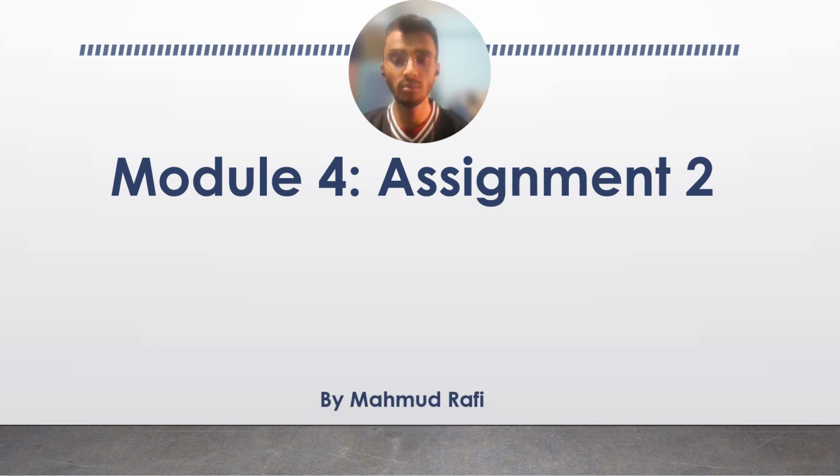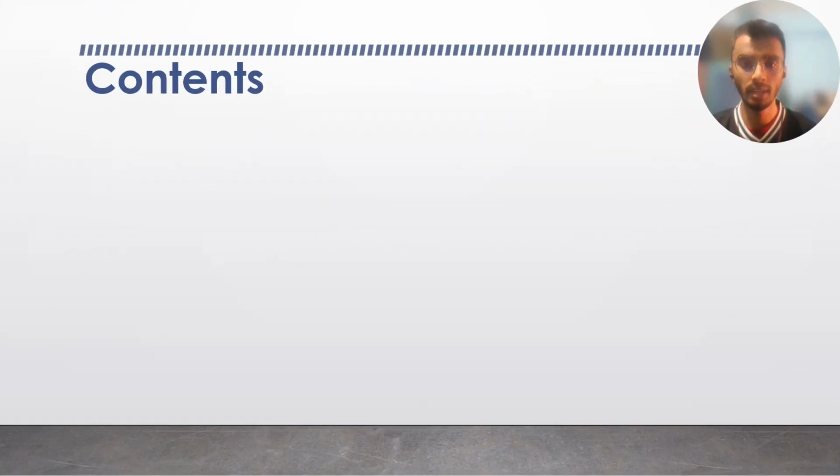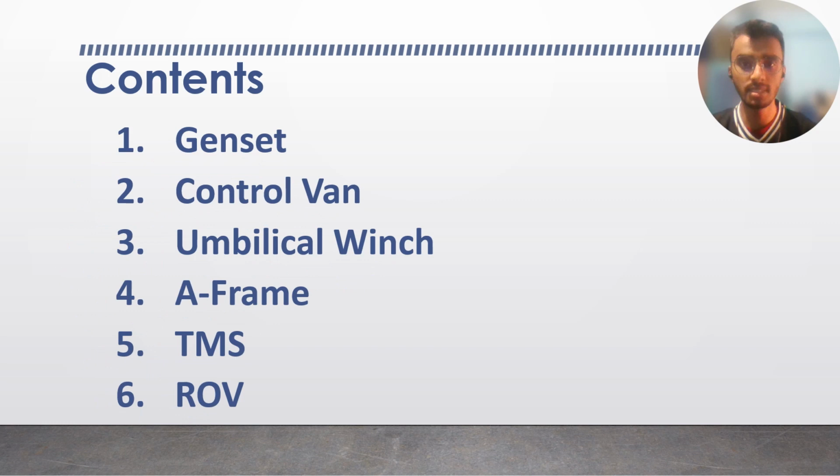I will be presenting module 4 assignment 2, which is ROV System Flow. Today I would like to talk about ROV System Flow. I will explain the flow in 6 sections: genset, control van, umbilical winch, A-frame, TMS and ROV.